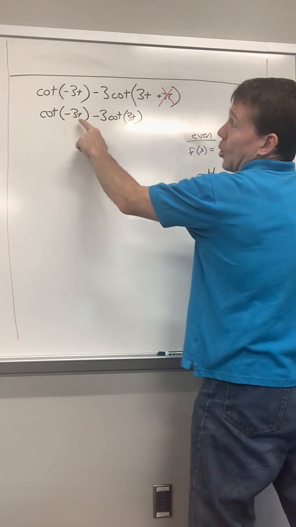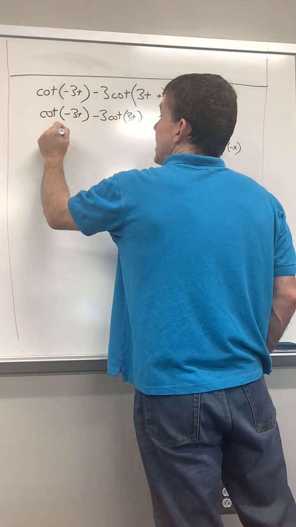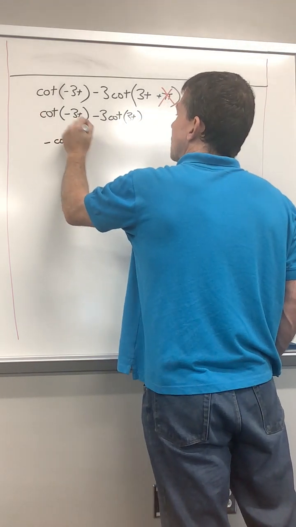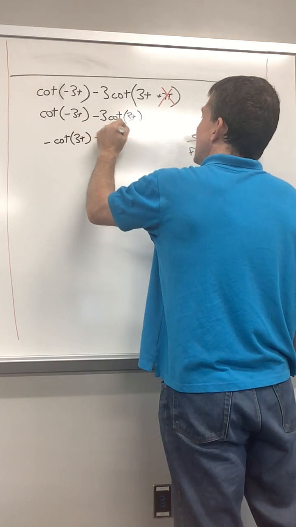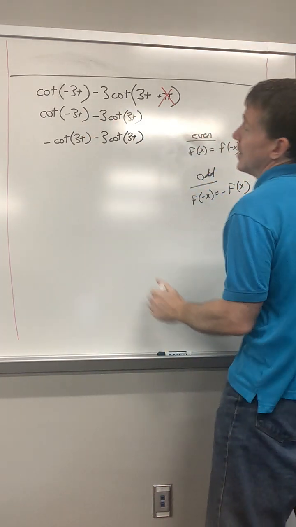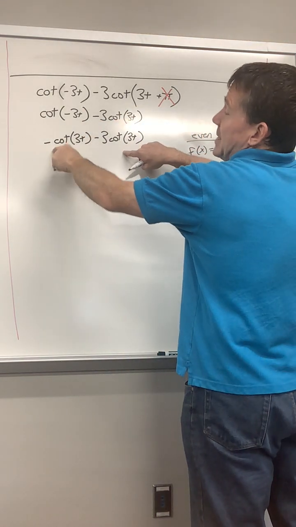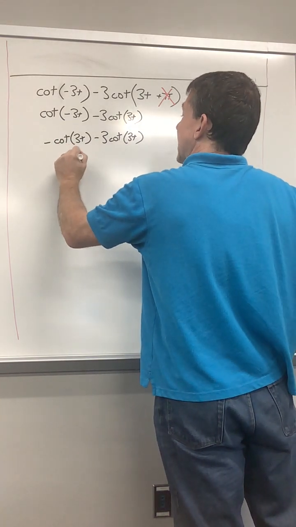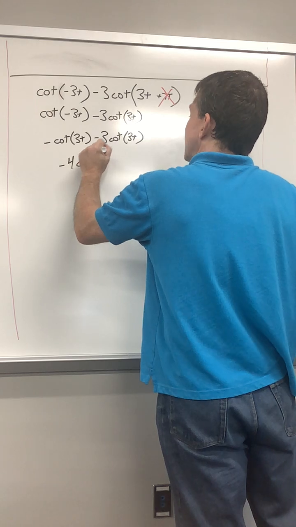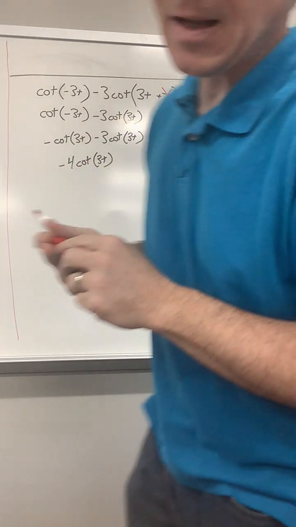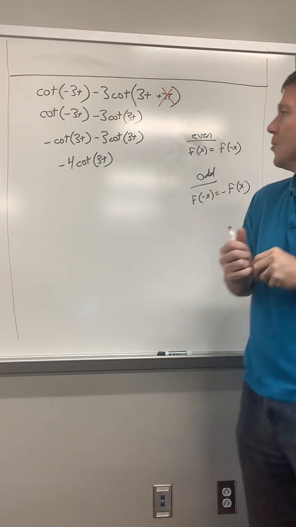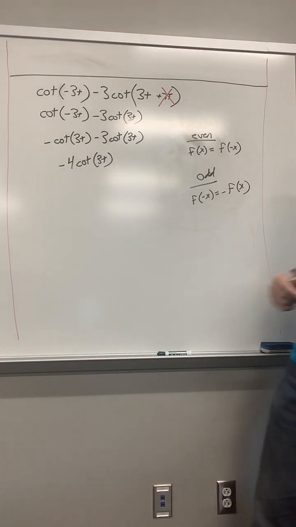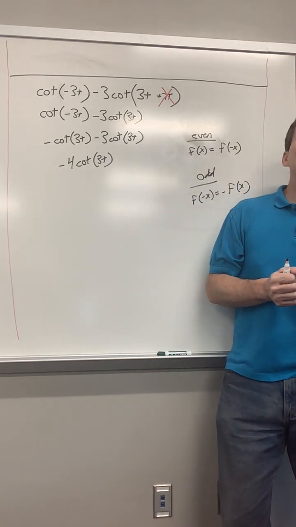Which means cotangent of negative 3t is negative cotangent of 3t, minus 3 cotangent of 3t. Now those are the same. Negative cotangent 3t minus 3 cotangent 3t is negative 4 cotangent 3t. And I think that's the only two we wanted to go over. Yes, good. And now that's simplified.